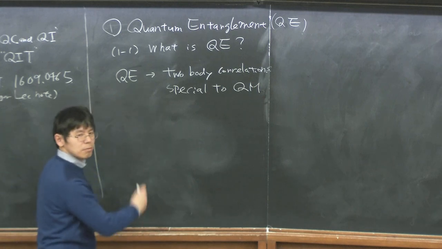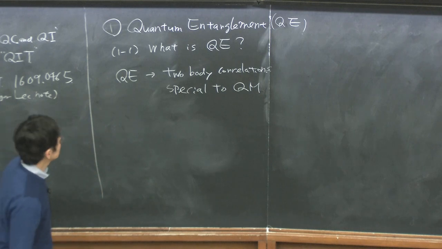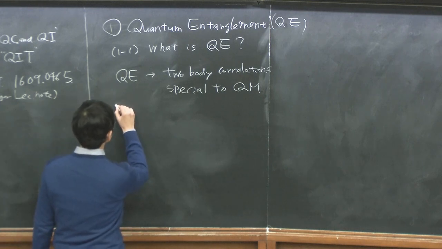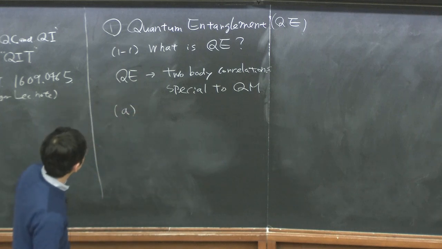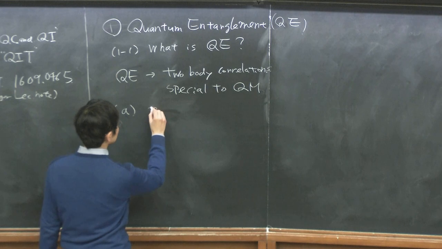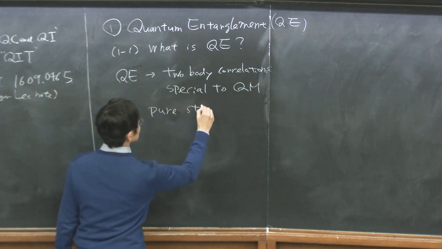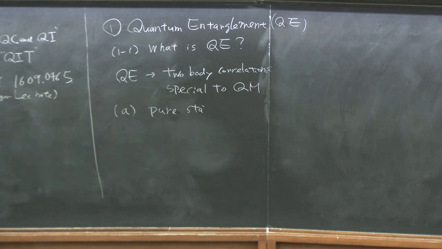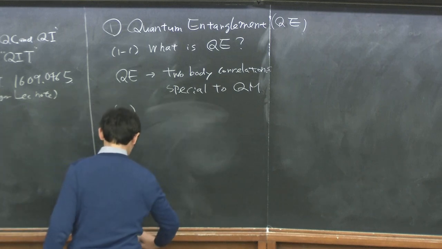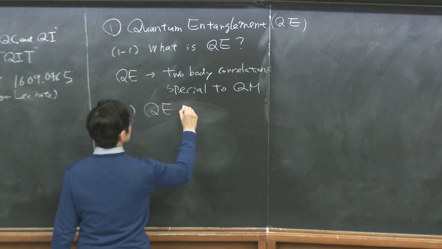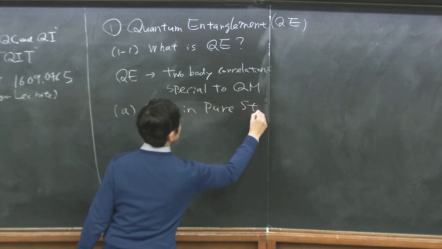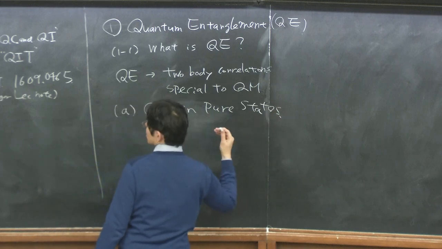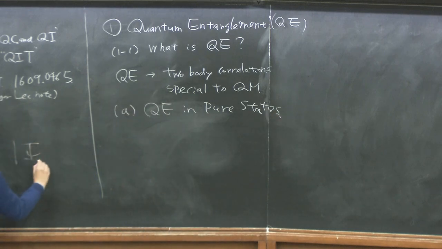So let's first give a formal definition of quantum entanglement. Let's consider the simpler case where we are considering a pure state. What I mean is quantum entanglement in a pure state. A pure state is just a state described by a single quantum wave function. And a more general state is called a mixed state.